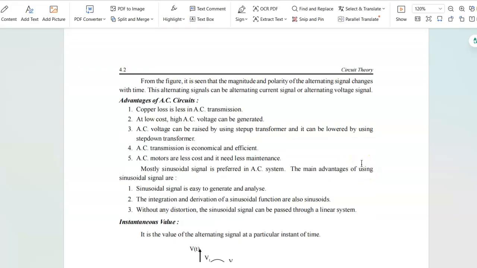So what are the advantages of using AC circuits? First thing is the copper loss. Copper loss in AC circuits is very less compared to DC circuits. And at low cost, high AC voltage can be generated. So the AC voltage can be raised by using a step-up transformer and it can be lowered by using a step-down transformer. This is not the case with DC. Also, AC transmission is economical and efficient. AC motors are less costly and need less maintenance.